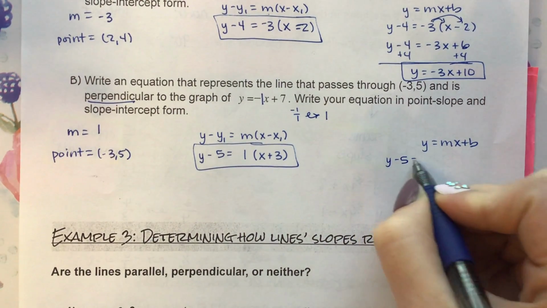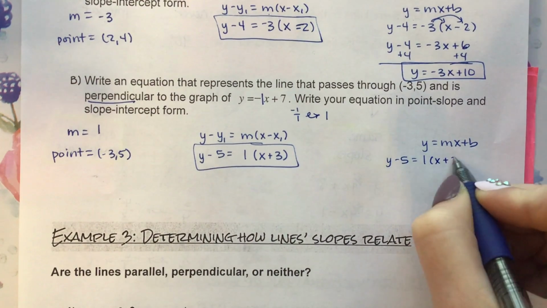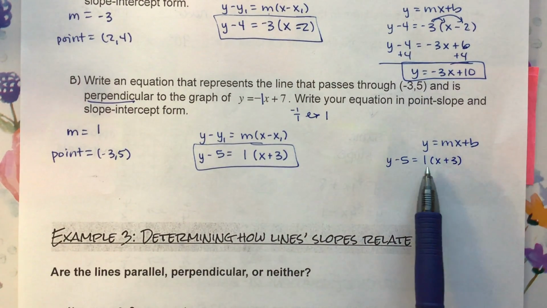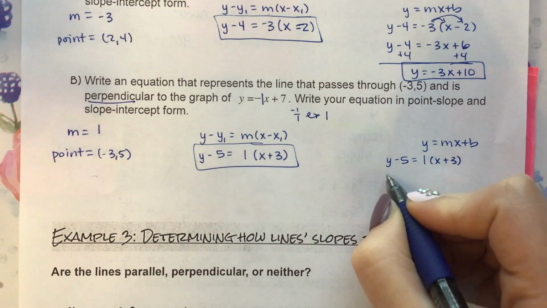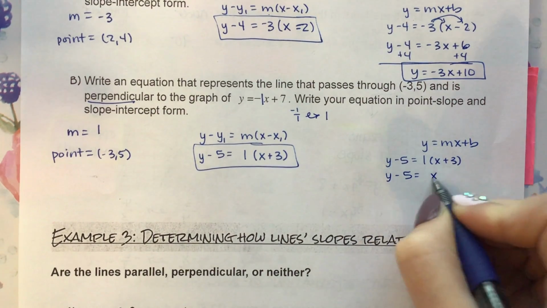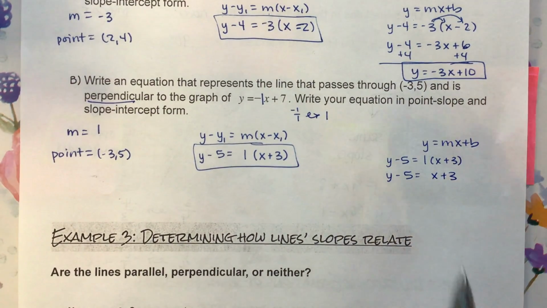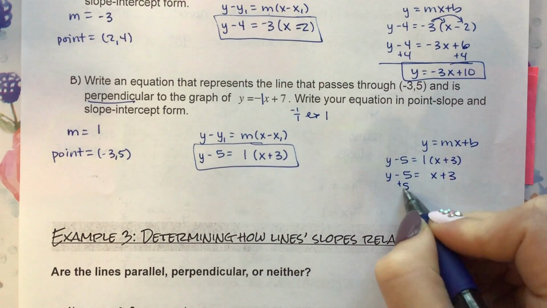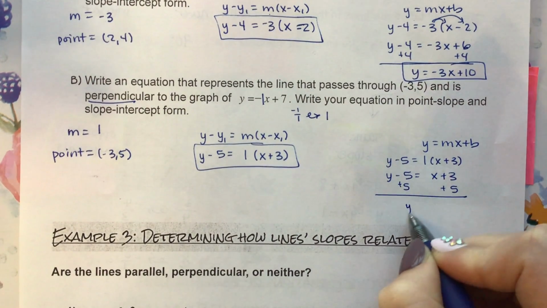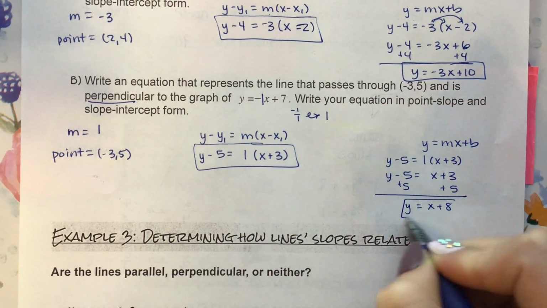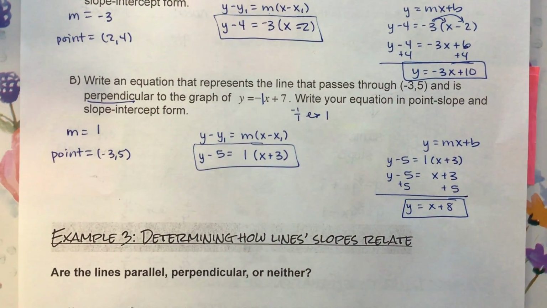So y minus 5 is equal to 1, parentheses x plus 3. I want to distribute my parentheses first. So I have y minus 5 is equal to x plus 3. Then I'm going to add 5 to both sides because I want the y to be entirely alone. And now I have y is equal to x plus 8.